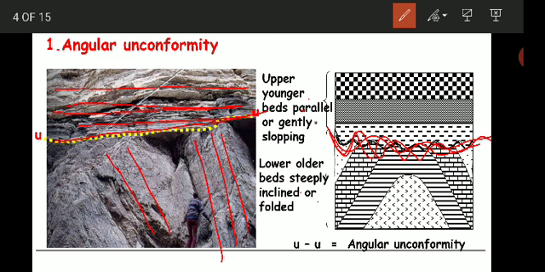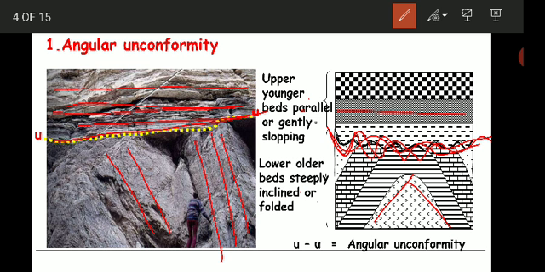It is an unconformity in which the rock beds on either side of the unconformity are not parallel. One is horizontal and one is inclined, folded, or faulted. So here, usually the older rocks are either steeply inclined or folded or faulted, whereas the upper, younger rocks are either horizontal or slightly inclined. So this type of unconformity is called the angular unconformity.